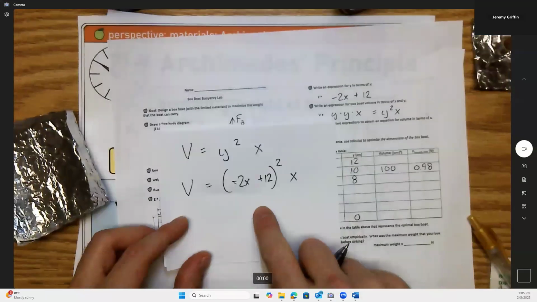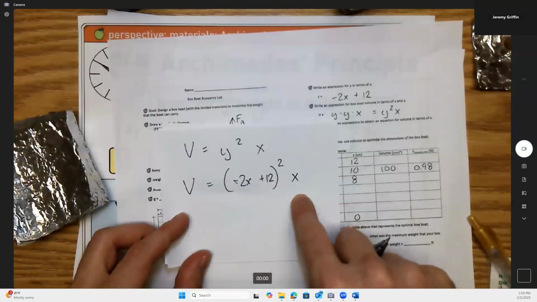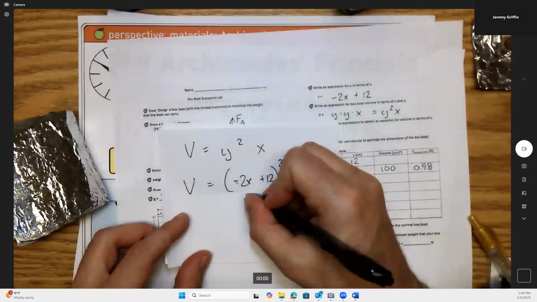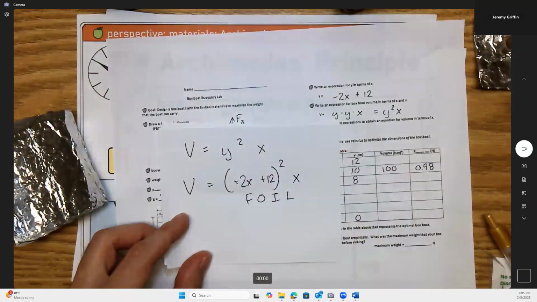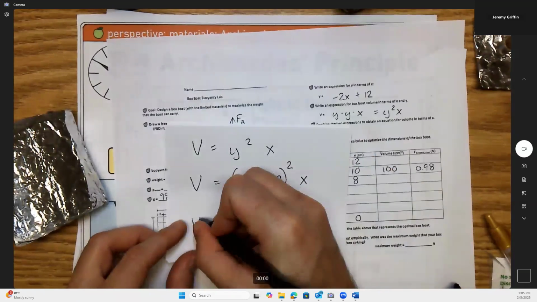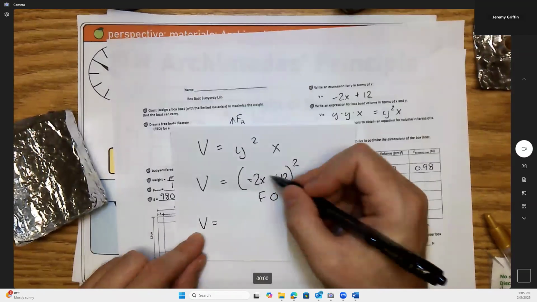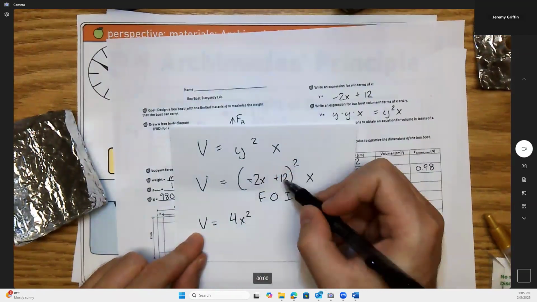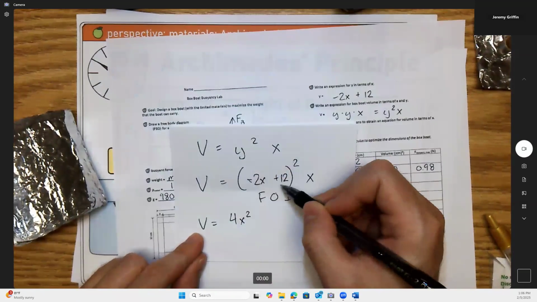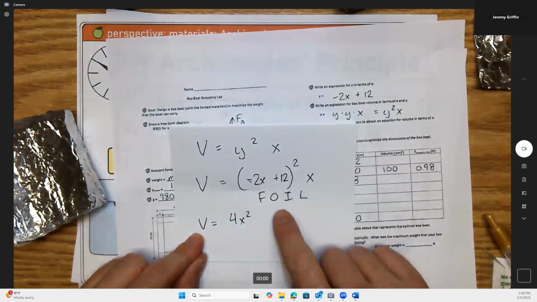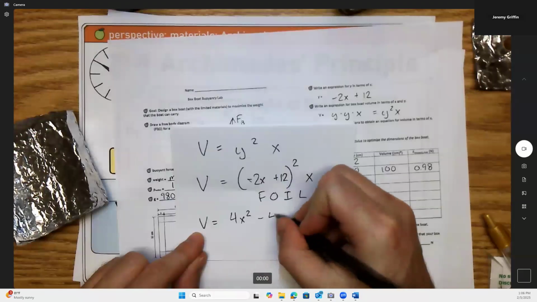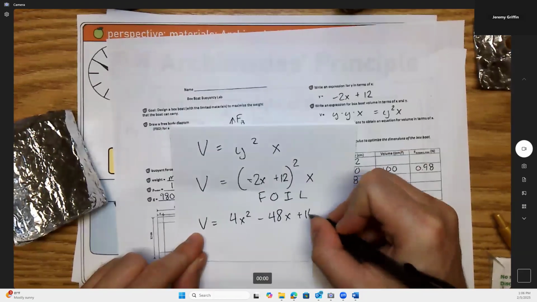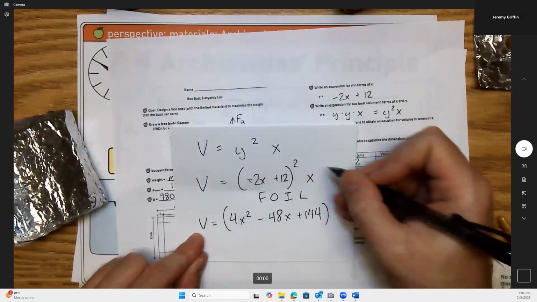Guys, what algebra term am I thinking of, four letters, for multiplying out the square? We want to square this term. F-O-I-L. You guys remember FOIL from algebra? Try this out. What's negative 2x being squared? 4x squared. What's negative 2x times 12? Negative 24x. Then you have to do that for outside and inside, so all together that's negative 48x. What's 12 squared? 144.